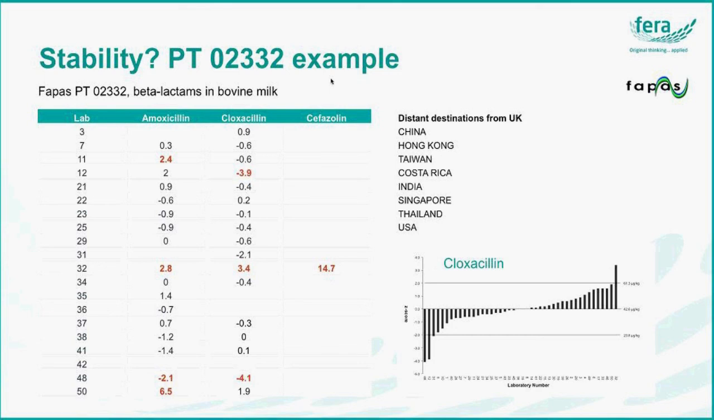If there was a sample stability issue, we would see a trend in the data. That is, the results from all of these labs would be compromised in some way. But when we look at the data, actually the majority of them achieve good Z-scores, around about 0. There are one or two extreme Z-scores, but there is no trend. And if we look at the histogram for cloxacillin in this example, we see it is symmetrical and normally distributed. There is no evidence of instability for this sample.